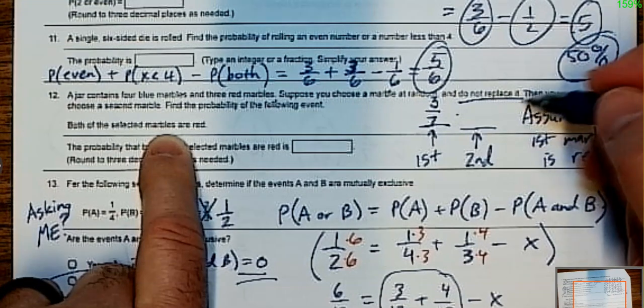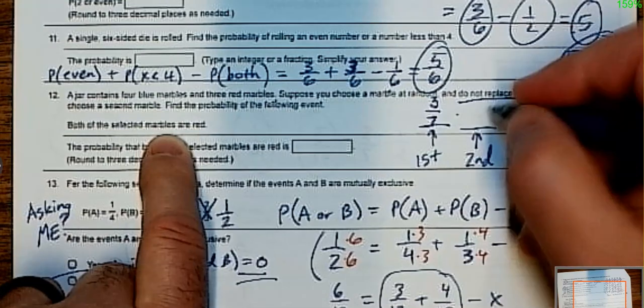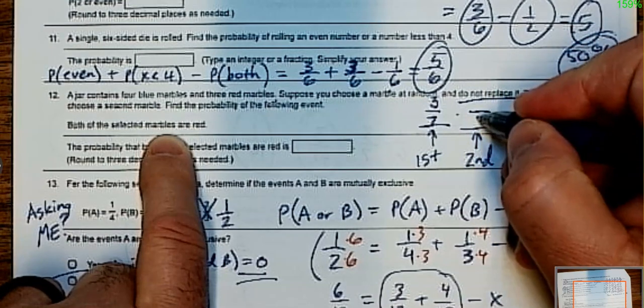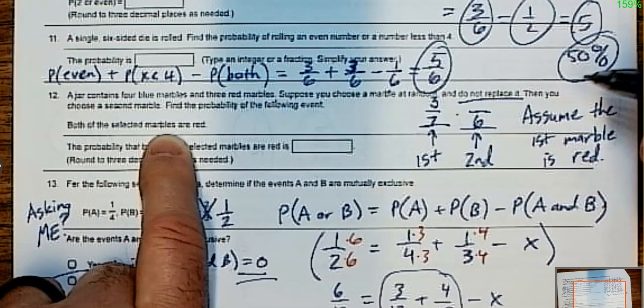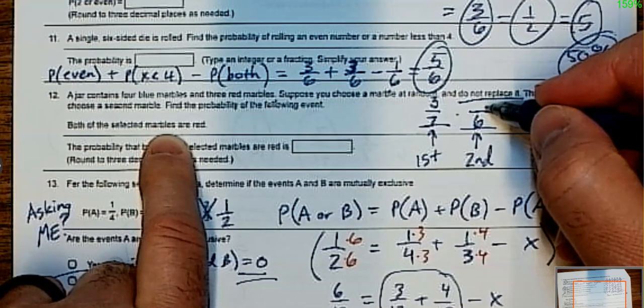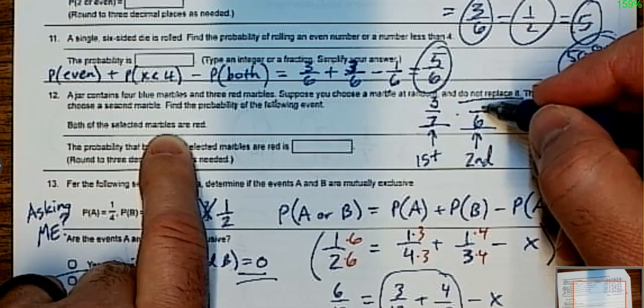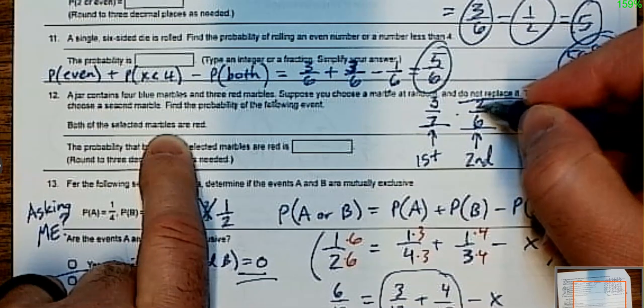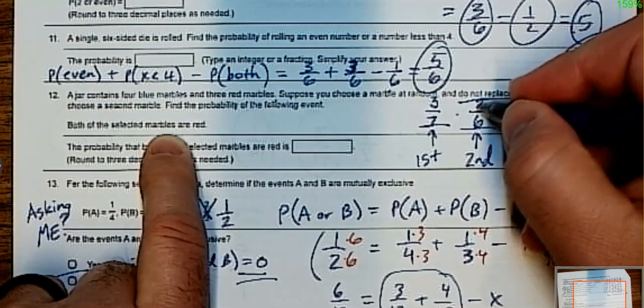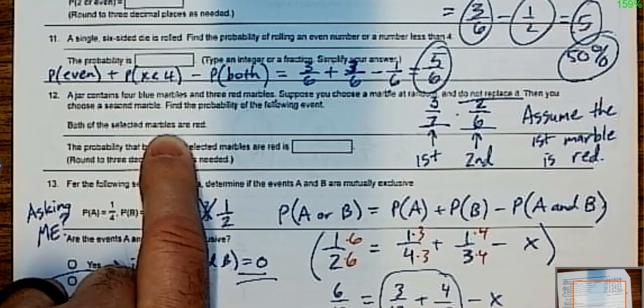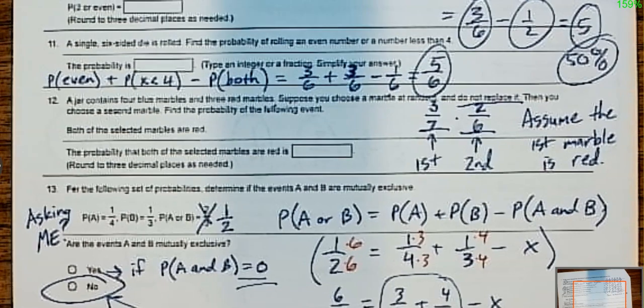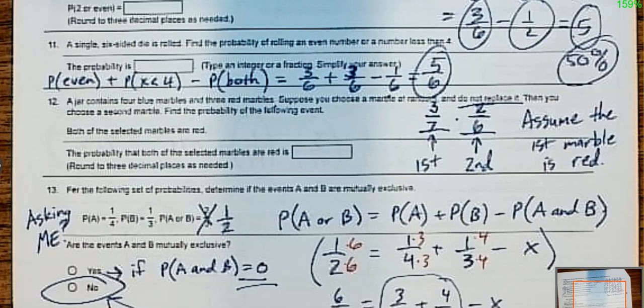Now, if we take that marble out and we do not replace it, how many total marbles are left? 6. How many of the marbles are red if you took the first one out and didn't put it back? Only 2. Find me the probability by multiplying these together. This is similar to our pet store example yesterday, except these are dependent events. These are not independent.